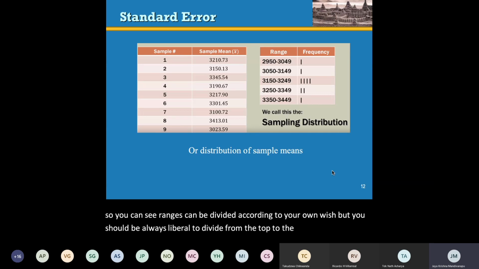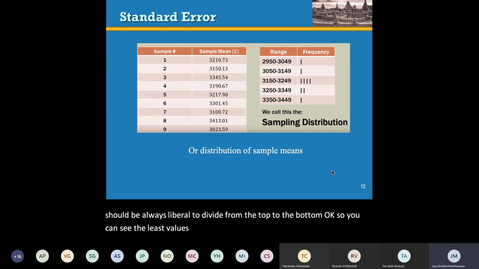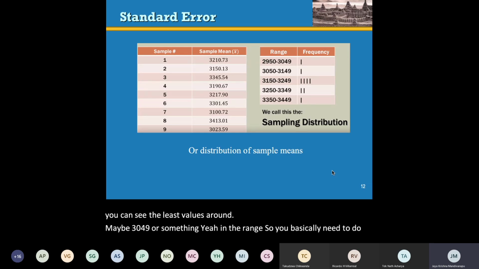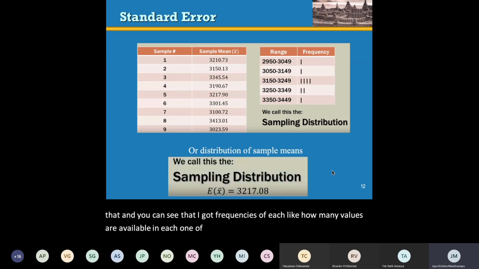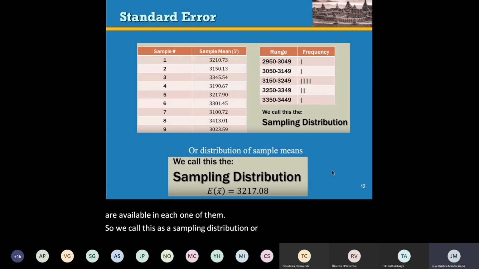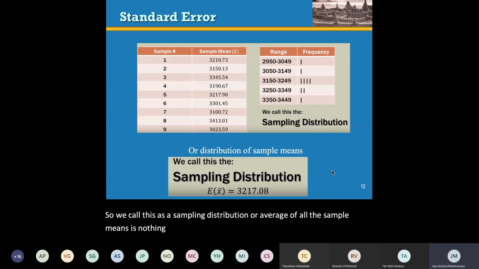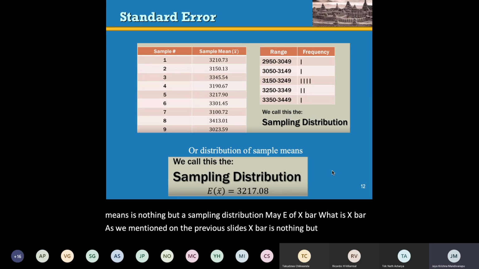You can see the least value is around maybe 3049 or something in the range. You basically need to do that, and I got the frequencies of each, like how many values are available in each one of them. We call this a sampling distribution, and the average of all the sample means is nothing but the sampling distribution mean, E of x bar. X bar, as we mentioned in the previous slides, is nothing but the mean of a sample.